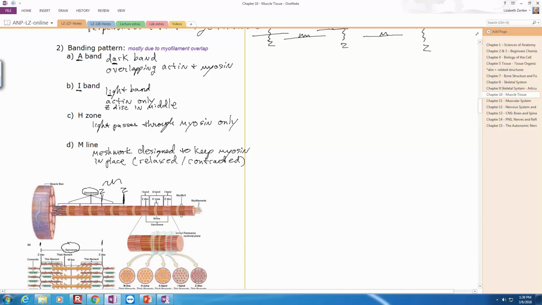All right, so that striping, like you guys said earlier, is the striations. This is what gives you that striping pattern, okay? So the darker striping or area is due to less light being able to pass through it, or the myofilament, and the lighter stripe is the area that is due to more light being able to pass through it.